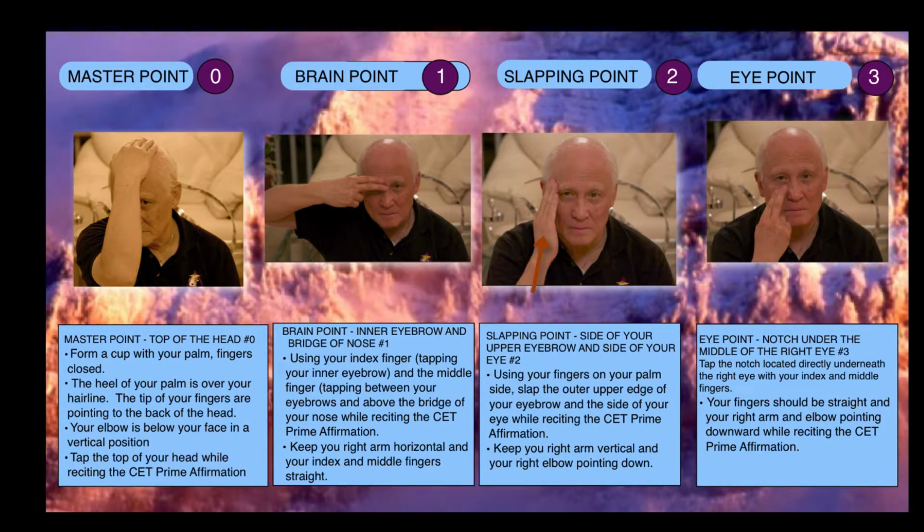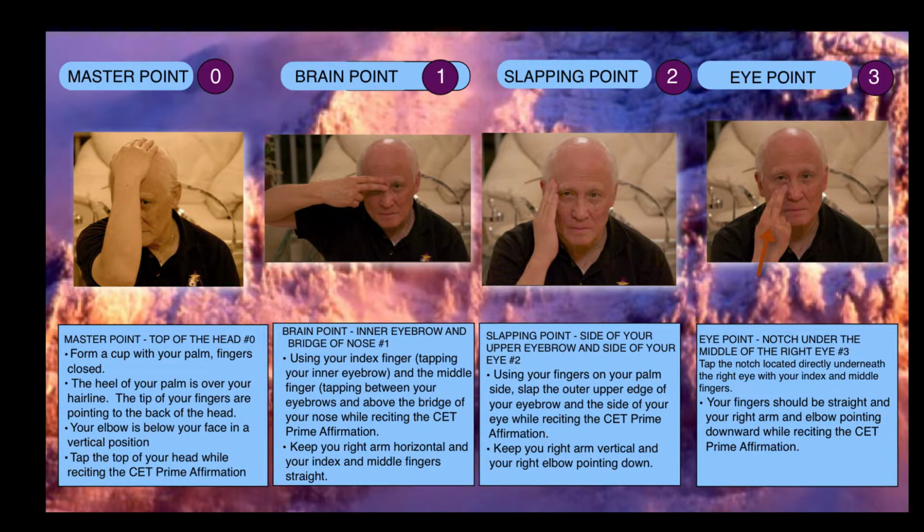The slapping point is the side of the upper eyebrow and the side of your eye. That's point number 2. Use your fingers on the palm side. Slap the outer edge of your eyebrow and the side of your eye while reciting the CET Prime affirmation. Keep your right arm vertical and your right elbow pointing down.